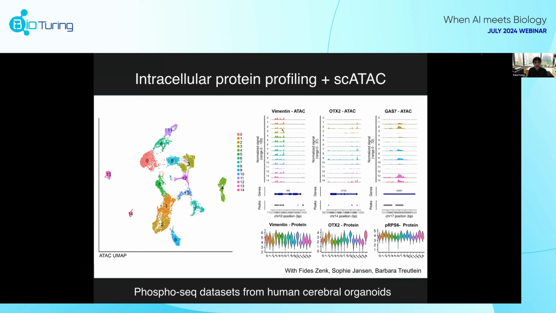We also get very highly informative measurements for proteins, like vimentin, an intracellular protein, phospho-RPS6, which indicates mTOR activity, and OTX2, an intranuclear transcription factor. So all this is great. We don't have RNA, but there are a couple ways that we can get around this.